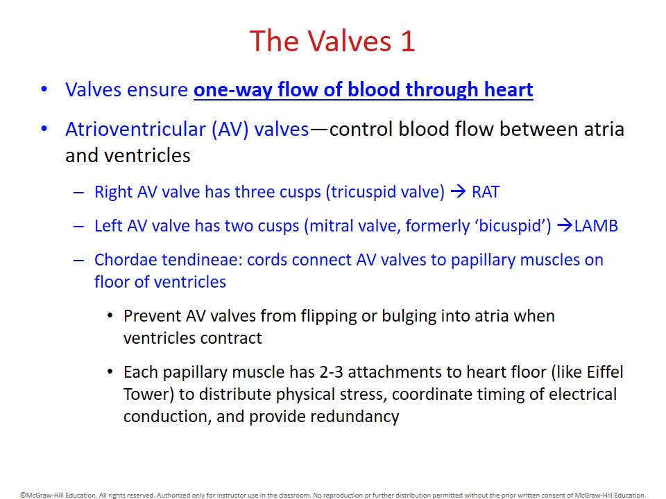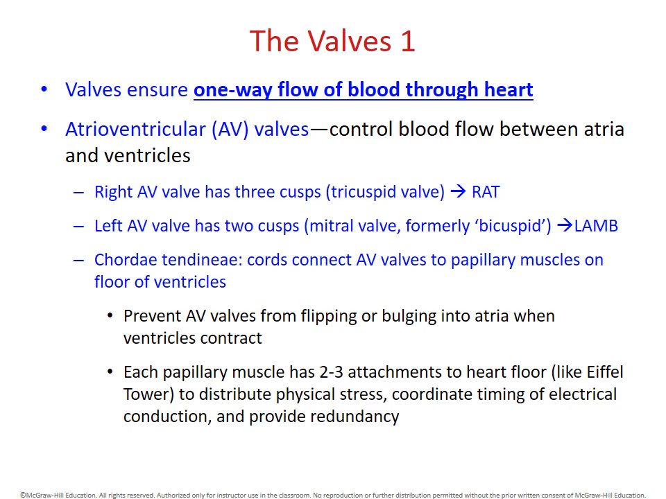The first type of valve you're going to encounter is called our AV valve, our atrioventricular valve. It is going to regulate movement between the atrium and the ventricle, all in the name. On the right-hand side, we have what we call our tricuspid valve.